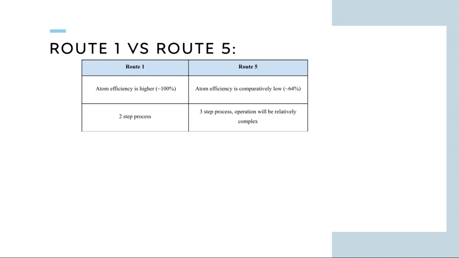If you see, route 1 atom efficiency is high. It has 100% atom efficiency because you are using propylene oxide and water. The reaction is 2 moles of propylene oxide reacting with 1 mole of water to give dipropylene glycol. In this reaction, there is no byproduct generation, so the atom efficiency is 100%. It is the highest atom efficiency that is available. For route 5, atom efficiency is comparatively low, that is 64%.